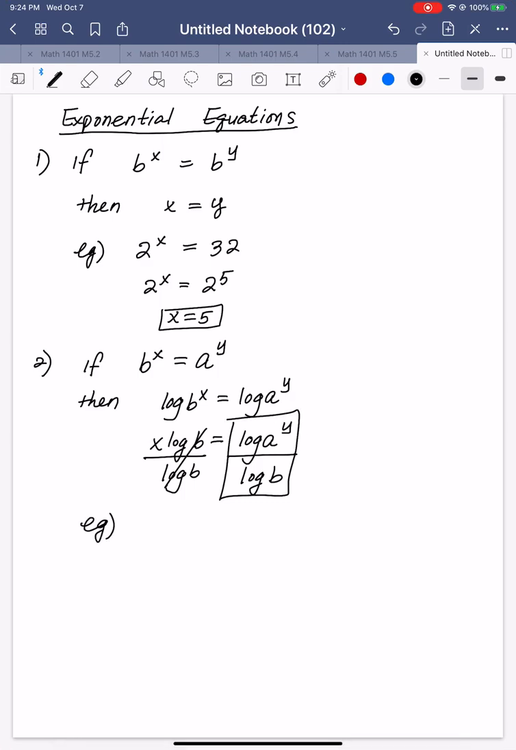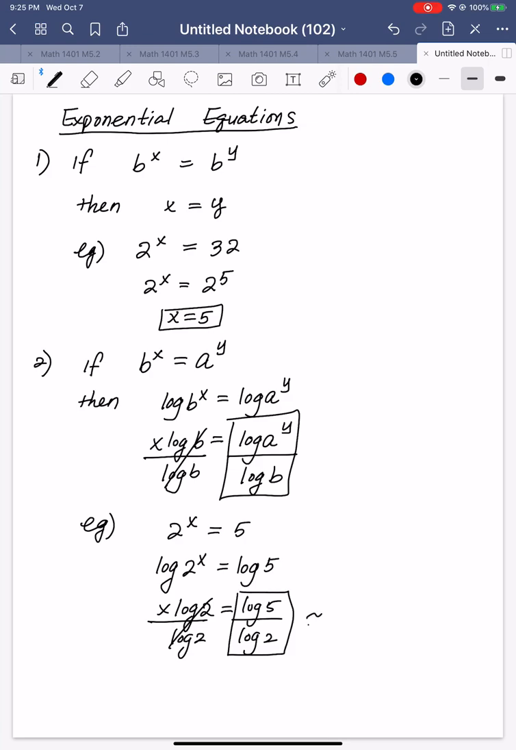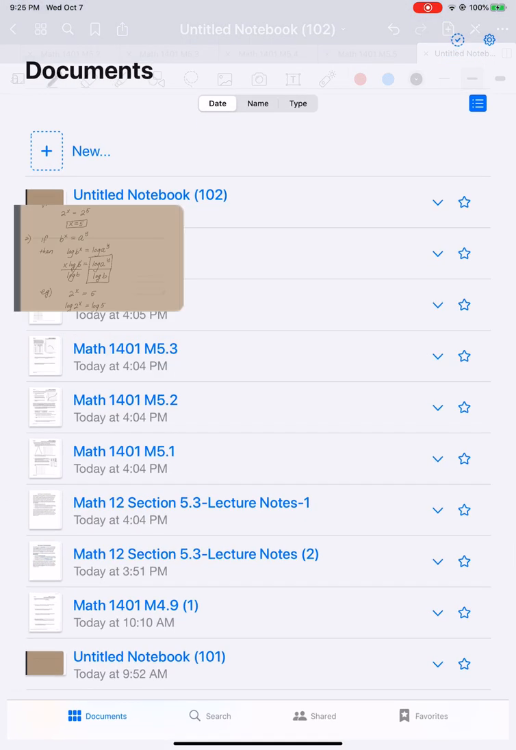As an example, if you have 2 to the x equals 5, there's no way we can say 2 equals 5, right? So in this case, you put the log on both sides. You can choose any log: log base 10, log base e, log of any base b, except b cannot be equal to 1 or negative. Then x log of 2 equals log of 5, and divide by log of 2 on both sides. This is the exact answer, and then you can approximate it. Log of 5 divided by log of 2 is 2.322 as an approximation.